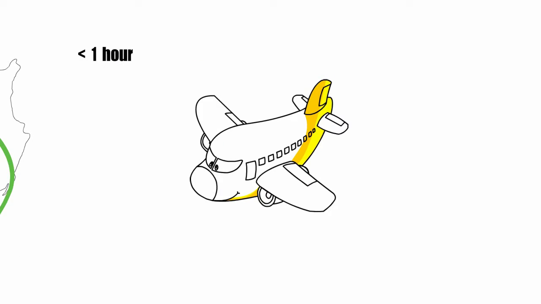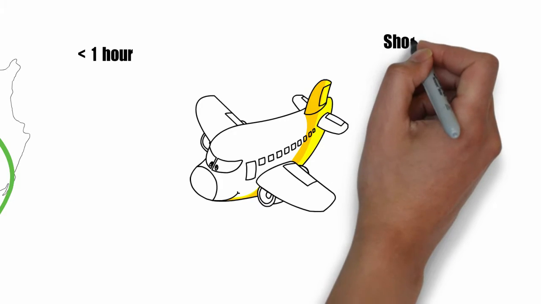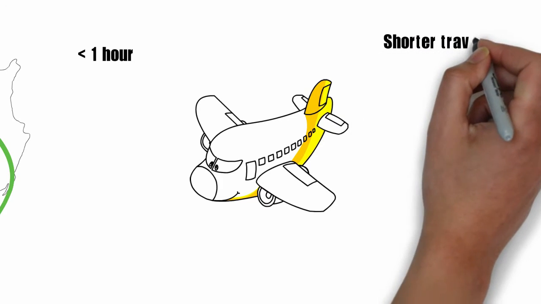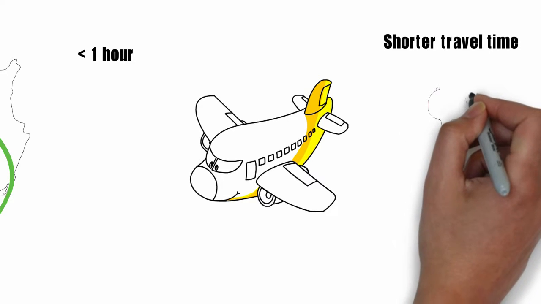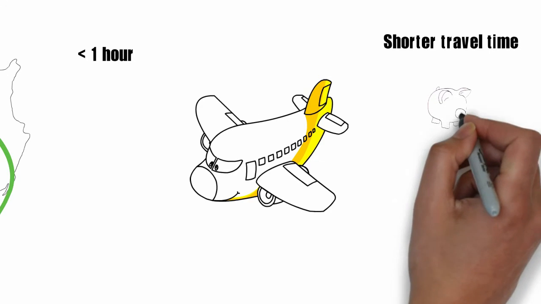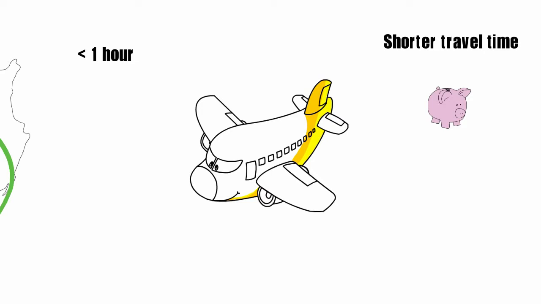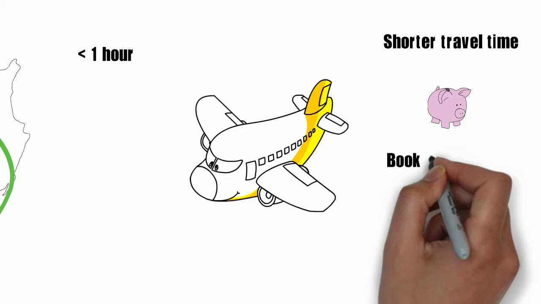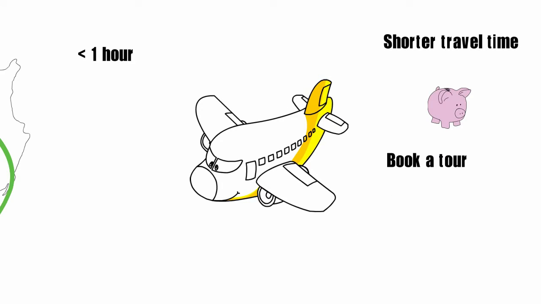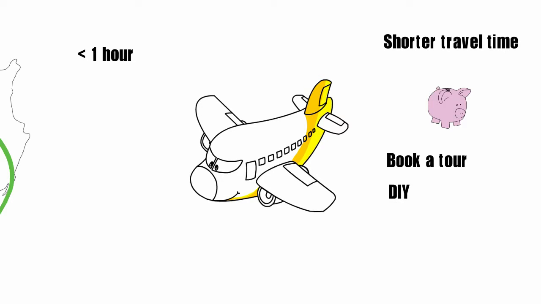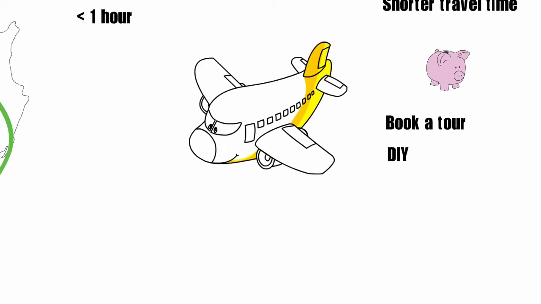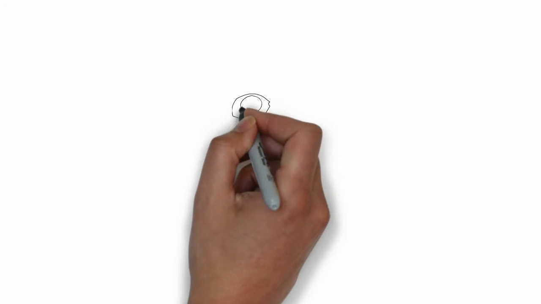Of course, the benefit is already very clear, and that is faster travel time. With faster travel time, you have more time to spend in Ilocos. But the downside is that this tends to be more expensive. When you get to Ilocos, you have the option to either book a tour package or do it DIY. If this is your first time, I would highly recommend booking a tour package.